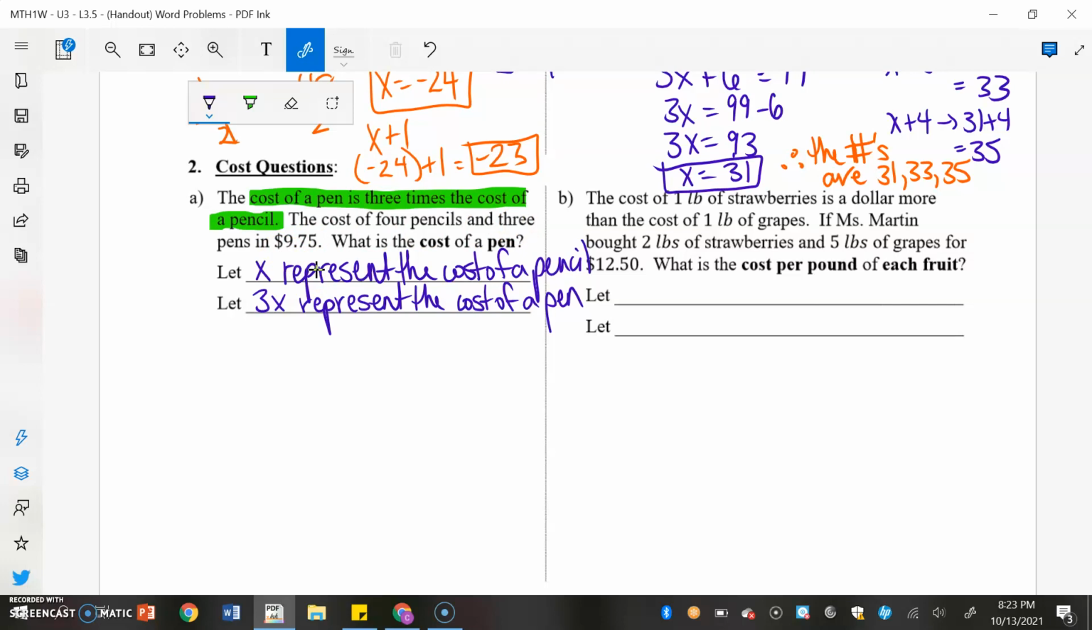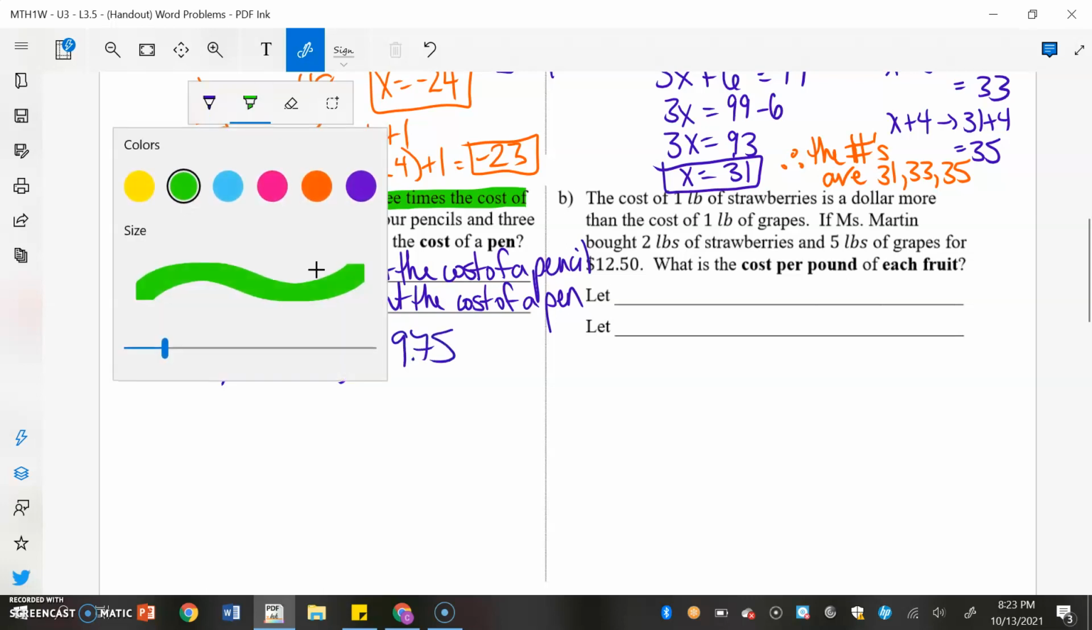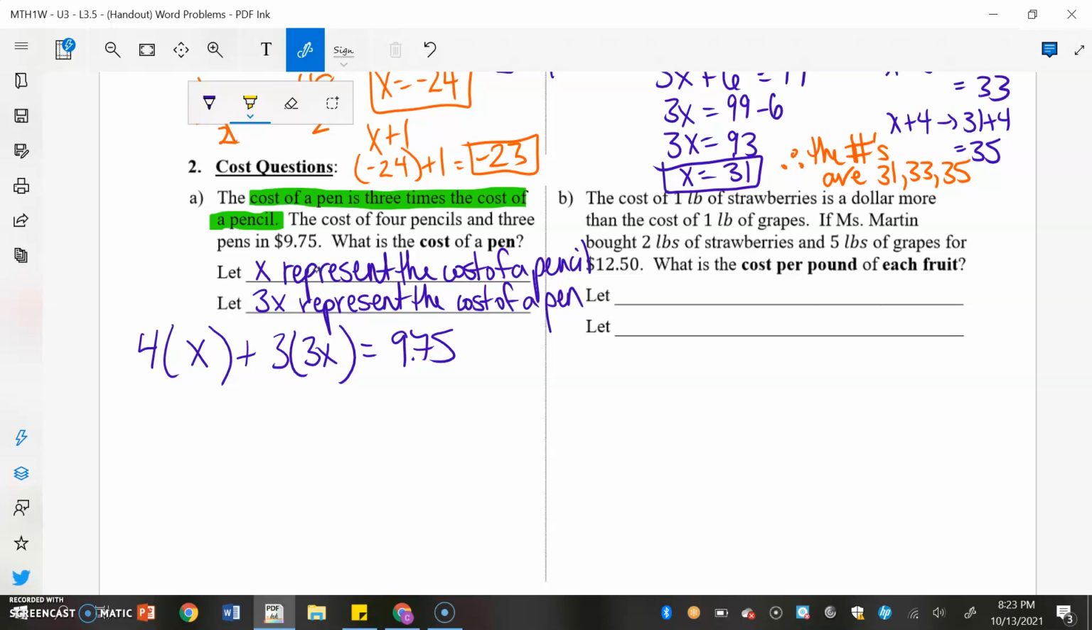The cost of 4 pencils, so 4 pencils times the cost of a pencil plus 3 times the cost of a pen would give us a total of $9.75. So let me just go through that again before I move on. In each of these terms, 4 is the number of pencils and 3 is the number of pens, and in each case we've multiplied them by the cost of each of those particular writing utensils. And our total in that case would be $9.75.